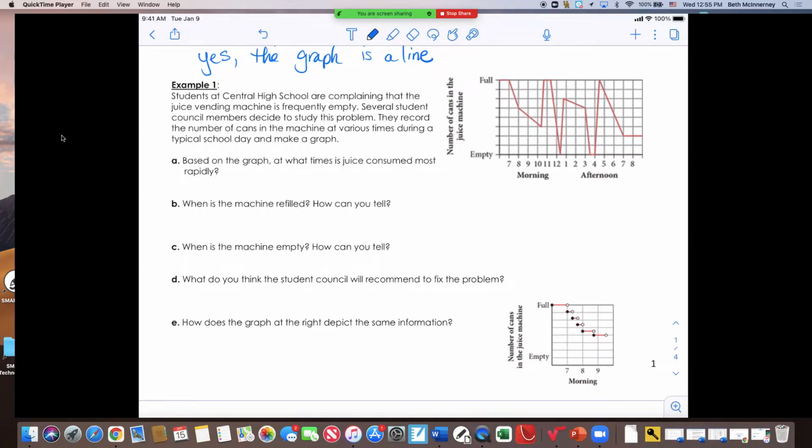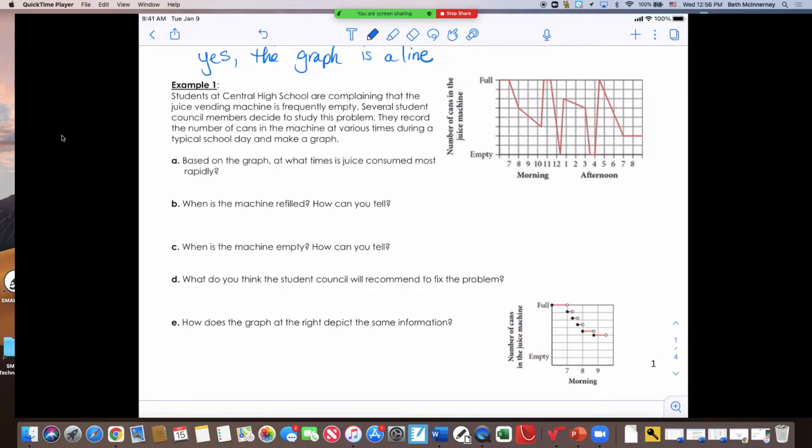Okay, let's go ahead and talk about these and see if we can interpret the graphs. So let's kind of look at this. When the graph is coming down, what does that mean? People are drinking the juice, right? Okay, so it's coming down. And what does it mean from 7 to 8 o'clock? You see how steep of a drop that is? And then from 8 to maybe 10:30, it's not decreasing as much.